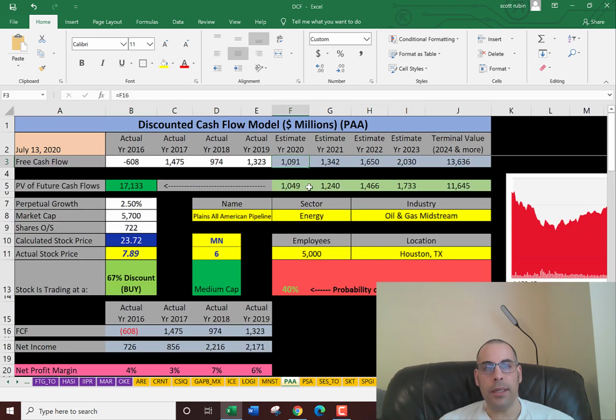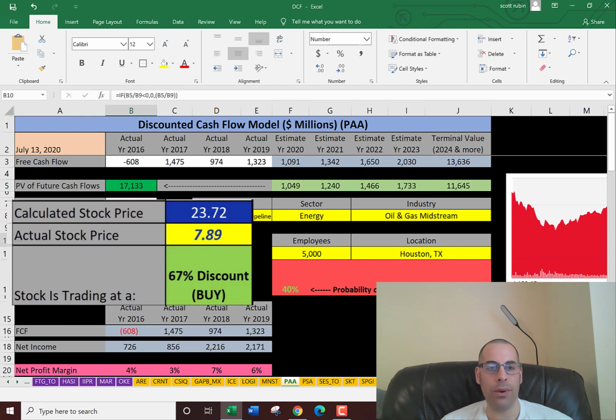So we estimated 4 years of future free cash flows, and that estimation is based off of prior financial information. We also estimated a terminal value, which is all cash flows past year 4. We discounted those numbers back to today using the weighted average cost of capital, and we get a present value of the entire company of $17 billion. We divide that by 722 million shares, and we get a calculated intrinsic stock price of $24.